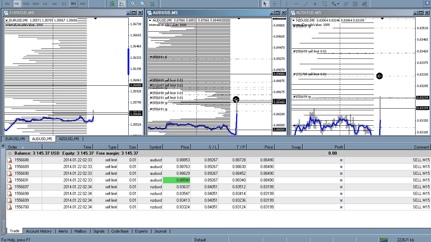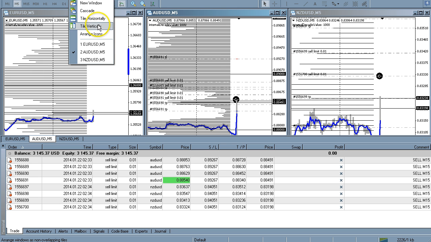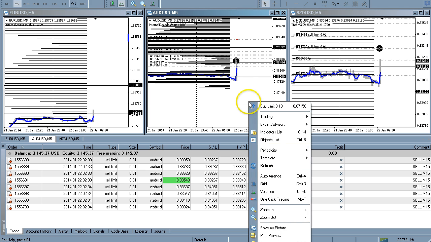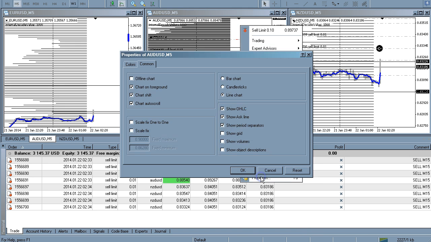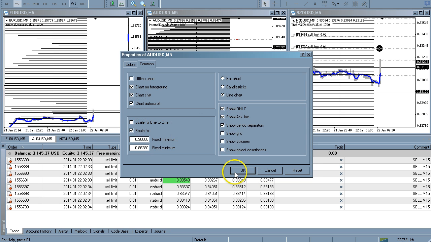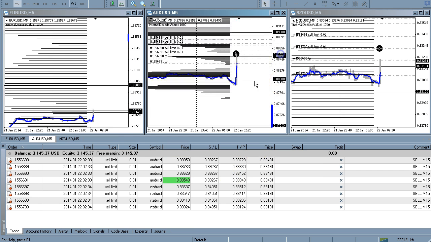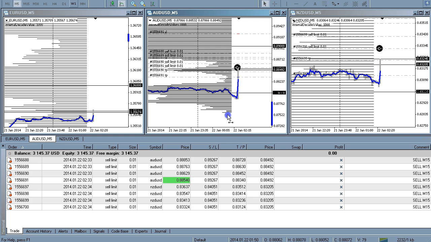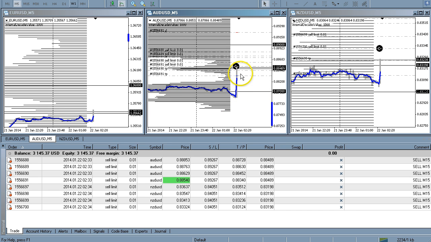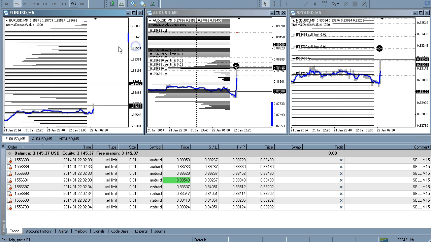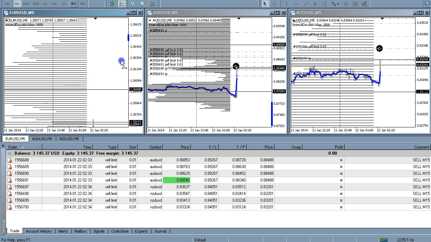So I got to do a little rearranging here. I always want to set this scale fix. Okay. So, yeah, this breakout here, great breakout. Nice money maker. Here's a 5-minute euro.